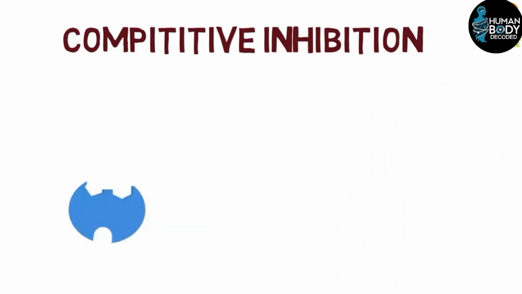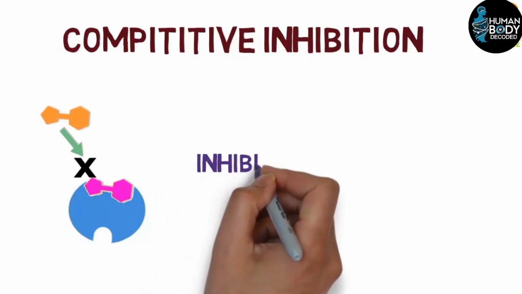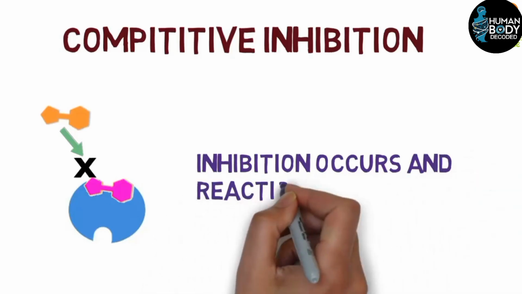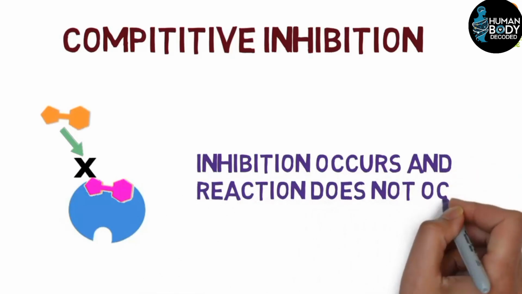Now let's look at how competitive inhibition occurs. Here is the enzyme, and here is the substrate. This is the competitive inhibitor, which fits into the active site, preventing the substrate from fitting in. That's why enzyme activity stops or inhibition occurs, and this is called competitive inhibition. The reaction stops and cannot proceed further.